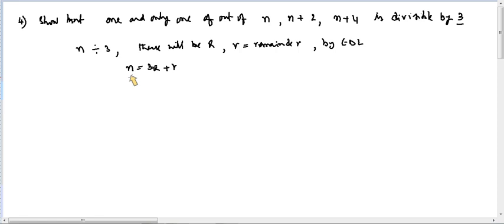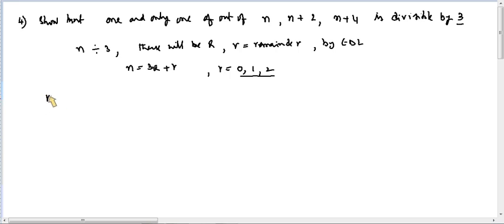Now we have to show that out of n, n plus 2, n plus 4, only one is divisible by 3. So now we have taken first n. Then what is r? r should be greater than or equal to 0, that means 0 will come, and it is less than 3, so 0, 1 and 2. So there are 3 possible values. Now let us check at every value.